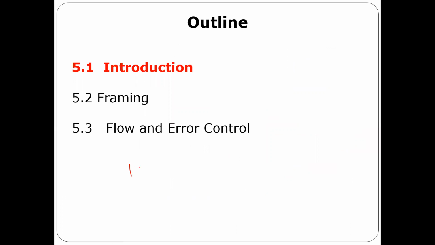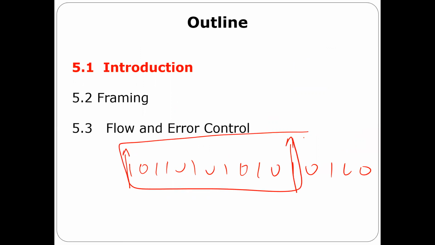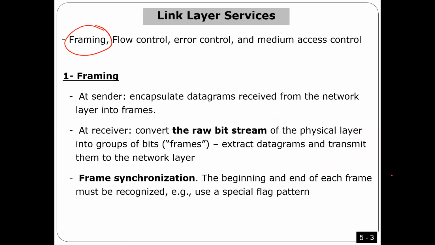Again, it's just a bunch of ones and zeros. This is what the second layer is going to receive. So what this layer has to do is identify this is the beginning of the frame, this is the end of the frame. So this is one frame, it has to cut it into frames. It has to identify the beginning and the end of the frame, and that's what we call framing. That's what I'm going to explain in this chapter.